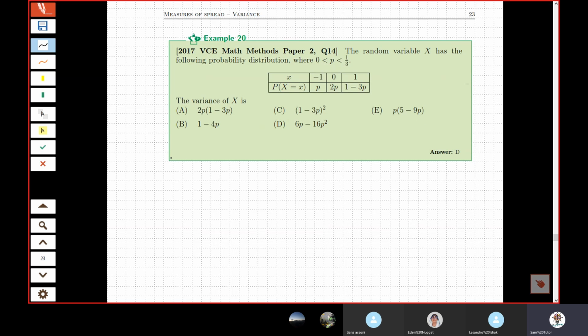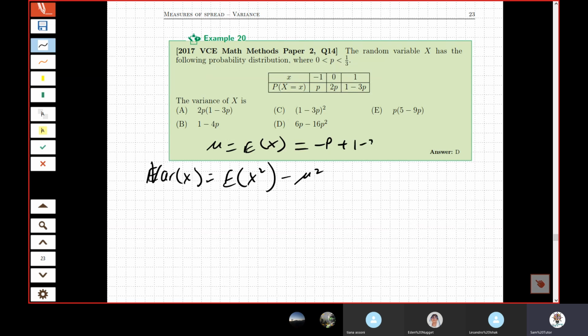So follow the formula. The formula was, variance of x equals expected value of x squared minus mu squared. You don't have mu, so first you have to find mu. Let's try this. So mu is negative 1 times p, so negative p, plus 0 times this is gone, 1 times 1 minus 3p. That gets me 1 minus 4p.